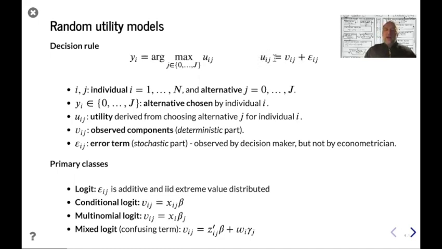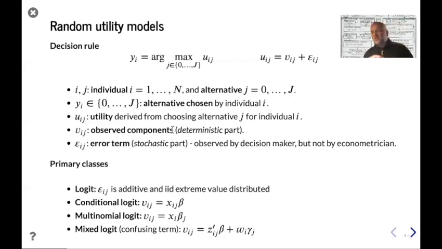Okay, our model here is we usually assume that the utility is separable between what we call either the representative utility or the observed component of the utility, W or Vij. So that's an observed component. That's a deterministic part.